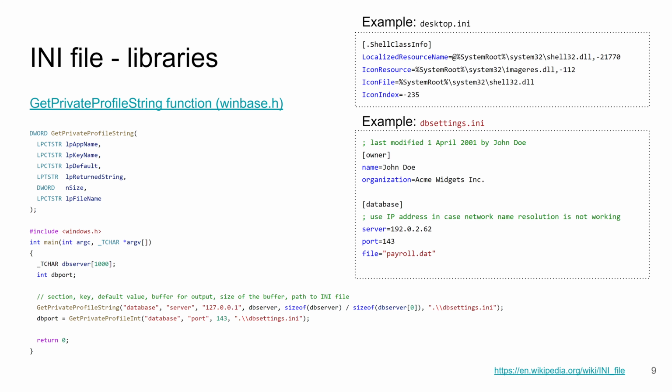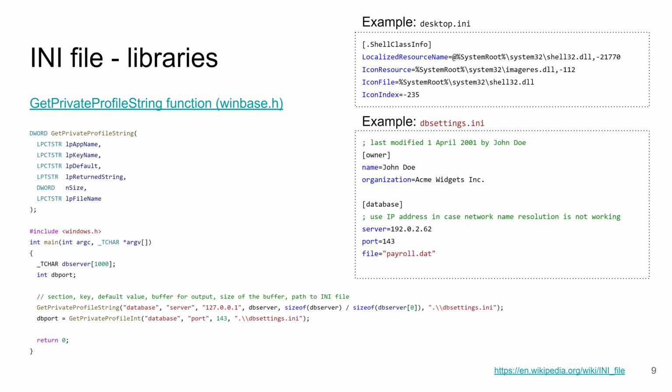And then the last argument is the file name of the INI file. When we want to get integers from the INI file in Windows, the situation is a bit simpler, because we don't have to use buffers. We just use the return value of the method GetPrivateProfileInt, and that's the value from the DB settings INI file that you can see on the right hand side of the slide.